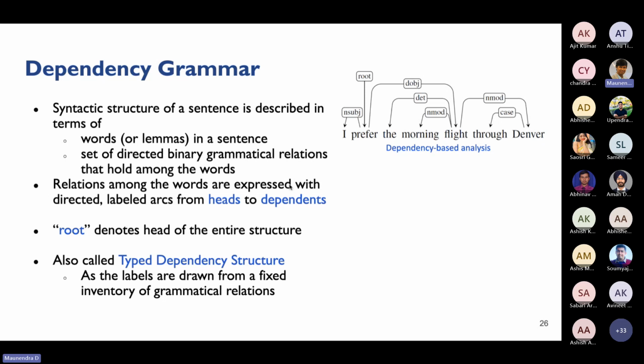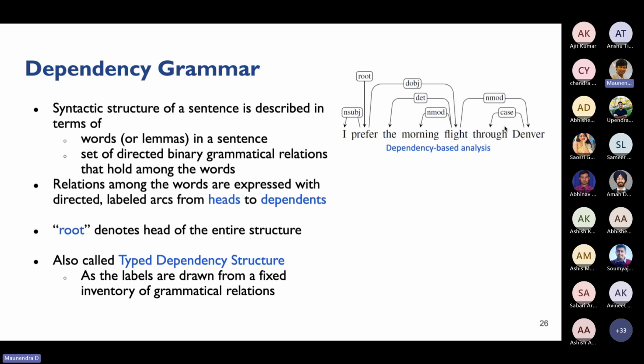Here, the verb prefer is the root. Then how the different words are related, that information is captured here. For the word prefer, the subject is I. And what do I prefer? The direct object is flight. And the flight has a modifier, morning. So it's a morning flight. And the word the is associated with the flight. So like this, the dependencies are there.